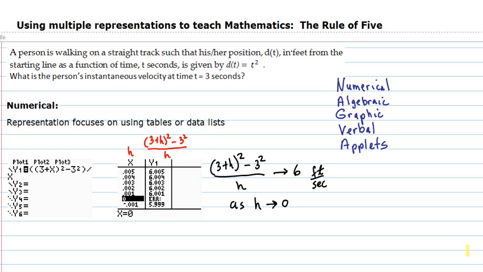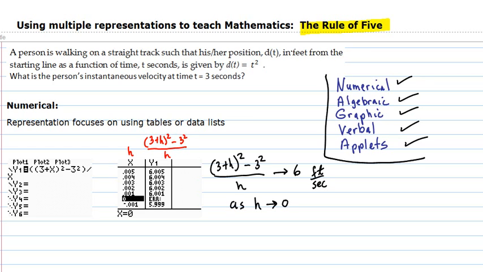Using multiple representations to teach math, the rule of 5. It's a best practice to use the rule of 5 when developing a concept for a class. The rule of 5 is to use numerical representation for the concept, algebraic, graphic, verbal, applets, or internet demonstrations, videos, etc.